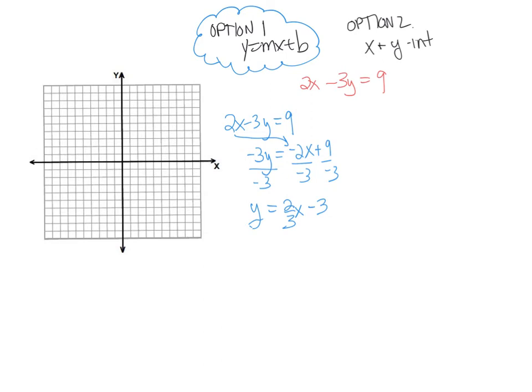So if I go to graph that, my y-intercept is at negative 3. And my slope is up 2 and to the right 3. See, what's nice about this is that we can plot multiple points by just continuing the pattern by going up 2 and to the right 3. We can even reverse that and go down 2 and to the left 3, and that would find points over here in quadrant 3.